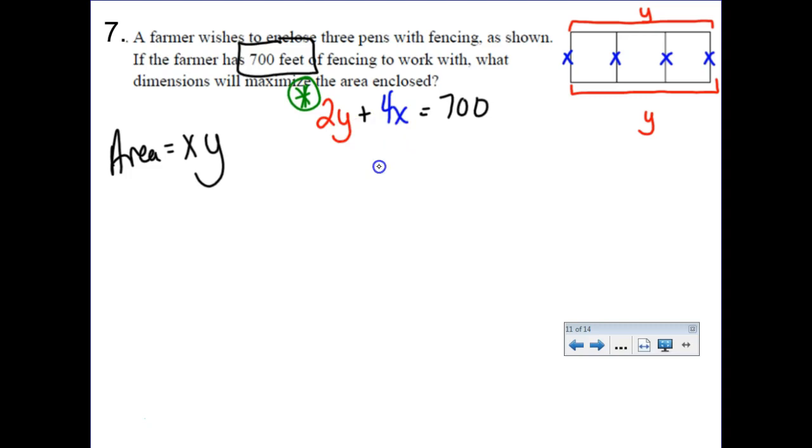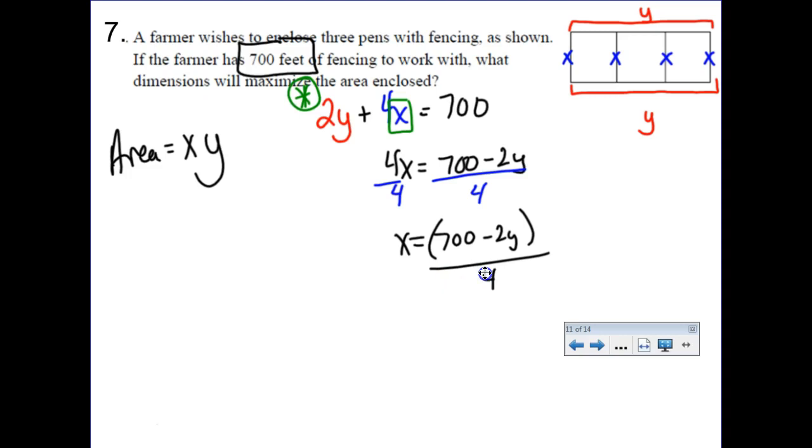It's your choice, guys. What variable would you like to solve for, x or y? It does not matter. X, okay. So if you solved for x, you would subtract the 2y over, and then divide by 4. So your formula for x, and don't even bother simplifying, it's 700 minus 2y over 4.